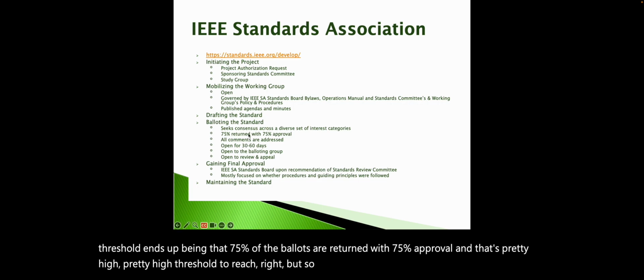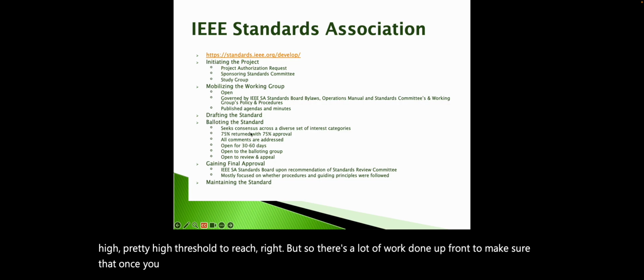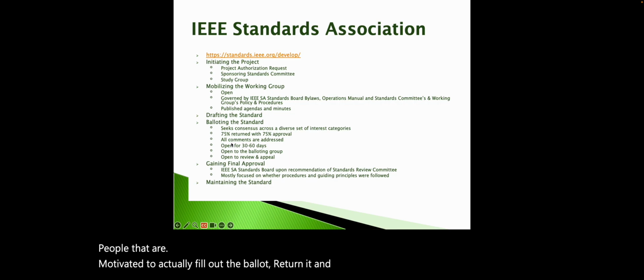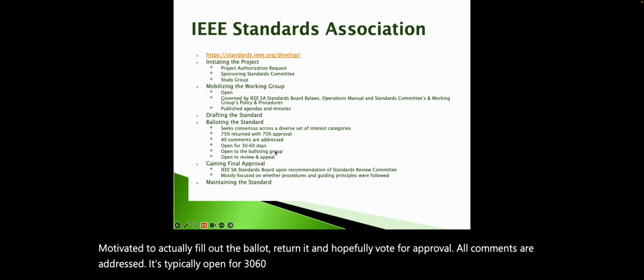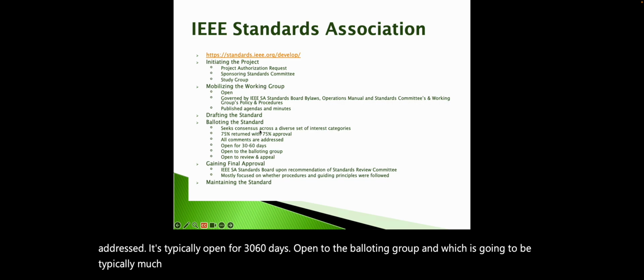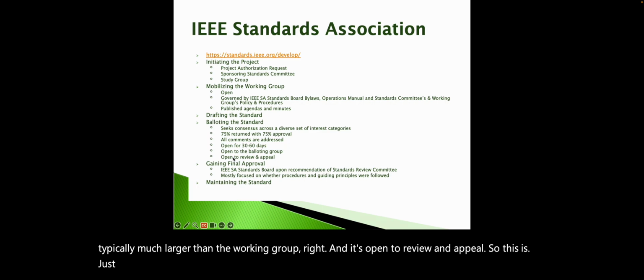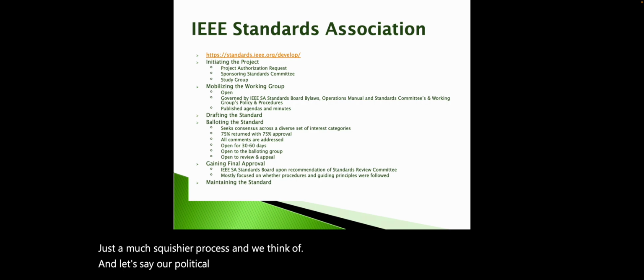But there's a lot of work done up front to make sure that once you start balloting, you're going to have people that are motivated to actually fill out the ballot, return it, and hopefully vote for approval. All comments are addressed. It's typically open for 30 to 60 days, open to the balloting group, which is going to be typically much larger than the working group, right? And it's open to review and appeal. So this is just a much squishier process than we think of in, let's say, our political elections or whatnot.